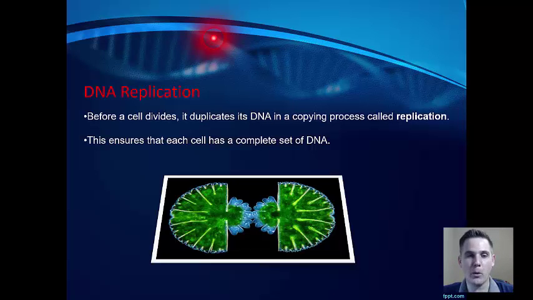This ensures that when a cell divides, like for example, when you get hurt and your body needs to heal that injury or that cut, and it does so by making a scab, well, it does that by dividing cells to make new cells. But those cells need a complete set of DNA, and that's what replication tries to guarantee.